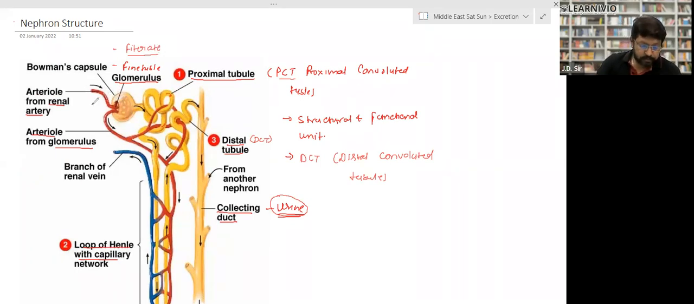So I was dictating that each nephron consists of glomerulus, comma, a cup-shaped Bowman's capsule, comma, PCT, comma, loop of Henle, and DCT. Next point.